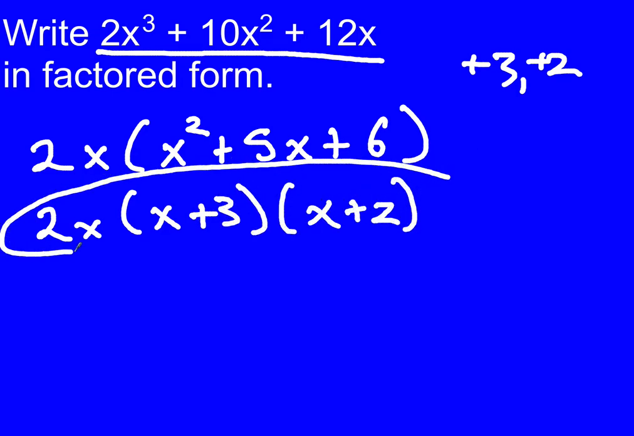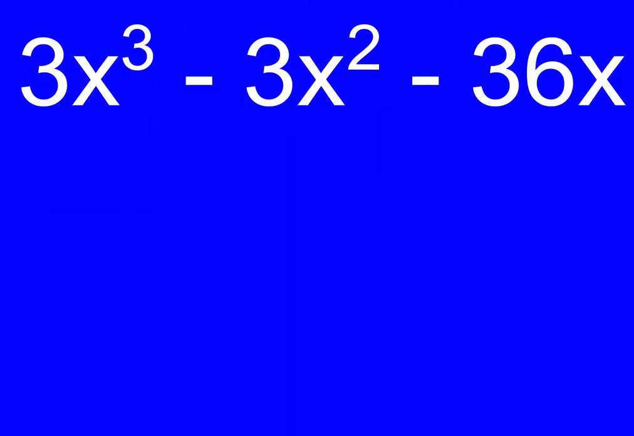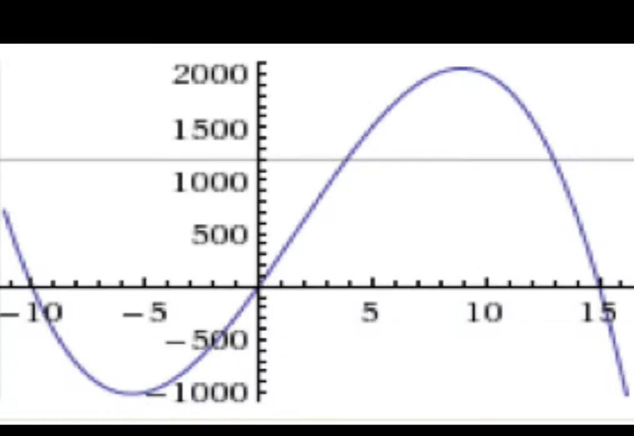So these are the linear factors of that polynomial in standard form, and this is factored form for the polynomial in standard form. If you need to see another example, I'll do this one in the extra help video. Let's talk about some key features of this graph.